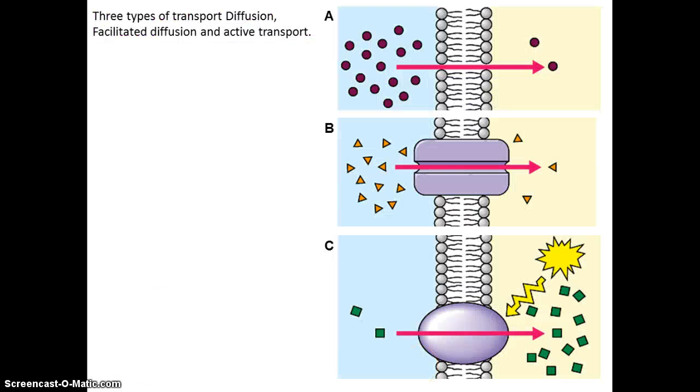So if you remember, we can categorize transport into two categories: passive and active. Passive transport includes transport that does not use energy, and it goes along the gradient. And if you remember, along the gradient means from high concentration to low concentration. And so under passive we have simple diffusion.